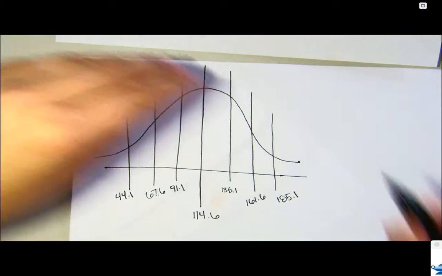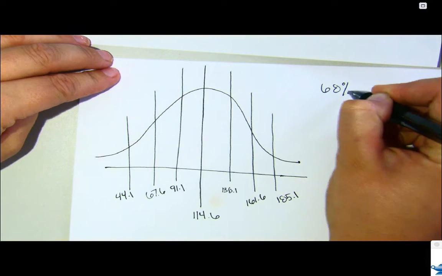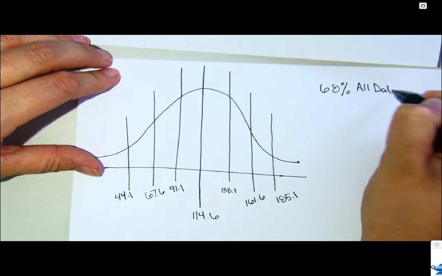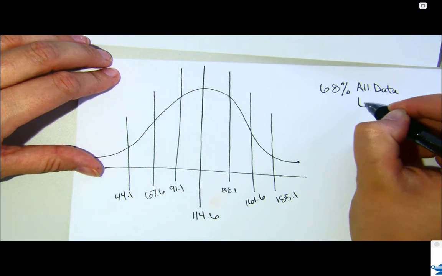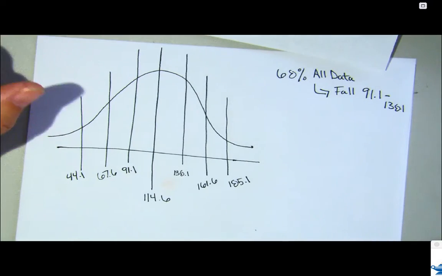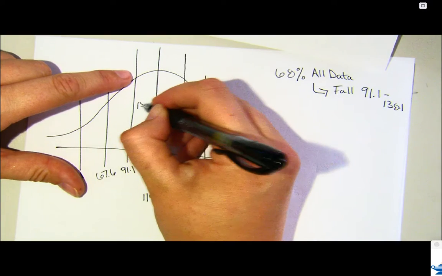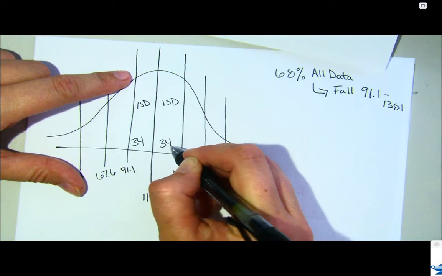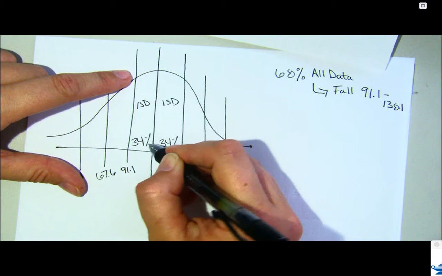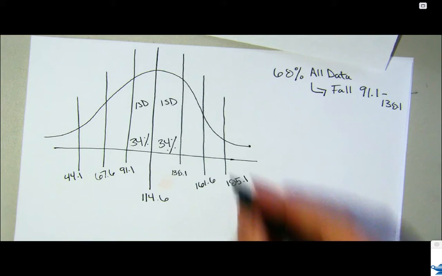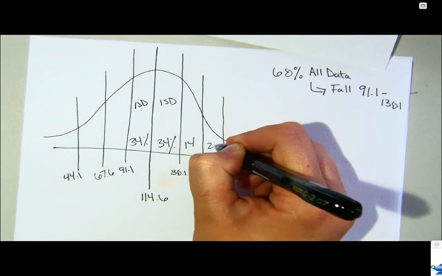Okay. 68%, write this down, people, because this isn't cutting through. 68% of all data falls between 91.1 and 138.1. Does everyone understand how we got that number? Yes. This is 1 standard deviation below, this is 1 standard deviation above. This is 34%, this is 34%. If we add both of those numbers up, that gives us 68%. Okay? If we, this is 14%, let's just build out our whole thing.